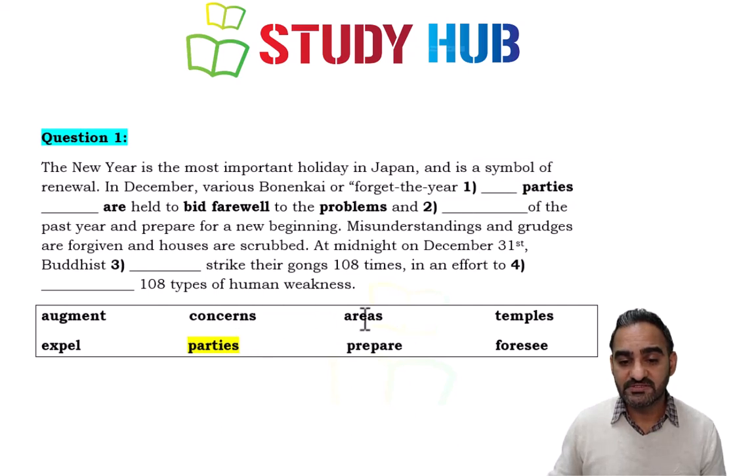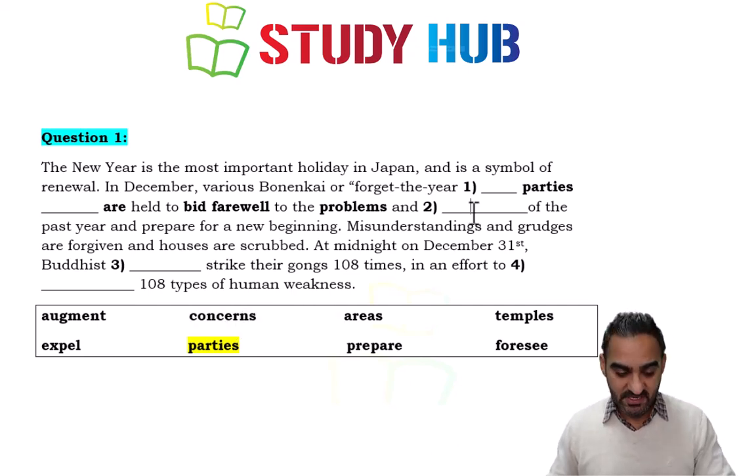Let's look at concerns, areas and temples, which is the word that can behave as negative and which is the word that can be used with problems. And the answer will be problems and concerns. So this is going to be our next option.